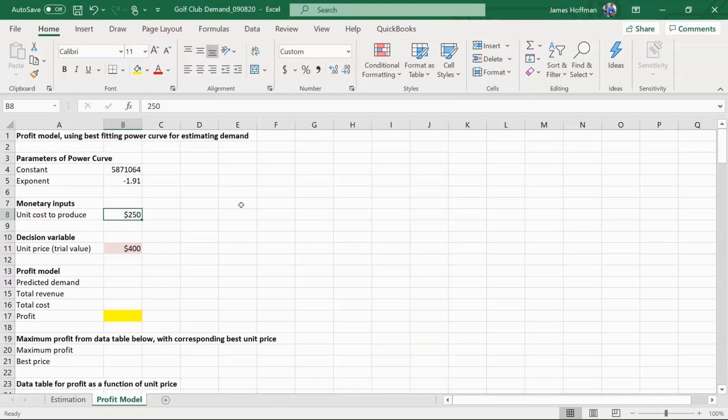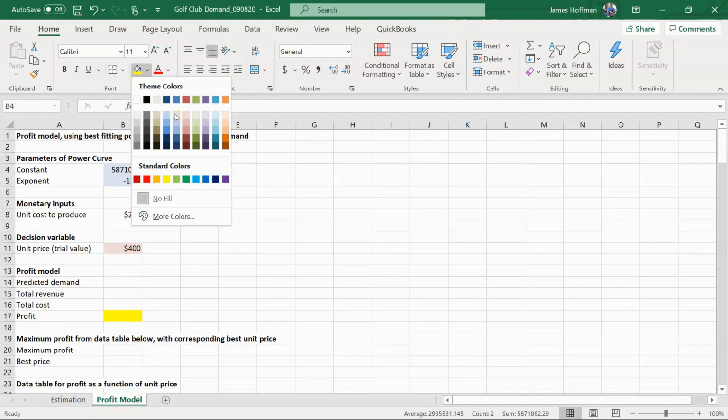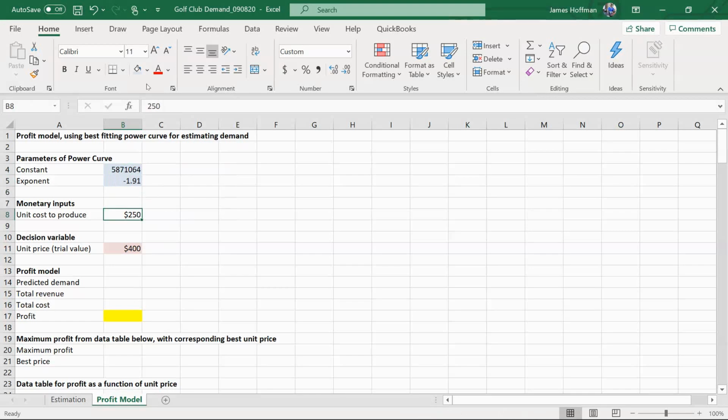Okay, and the inputs are essentially the parameters from the power curve and the unit cost. So if you want, you can color these cells light blue for inputs. And then the unit cost, the monetary input, is an input too, so you can color that light blue as well.